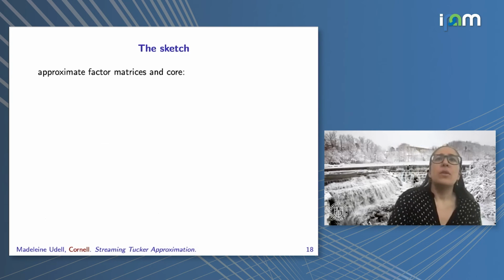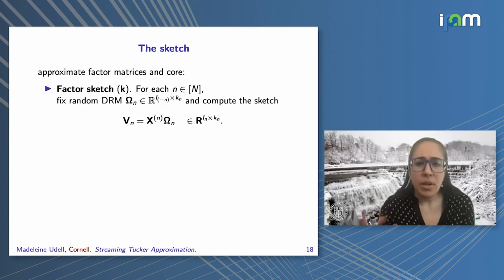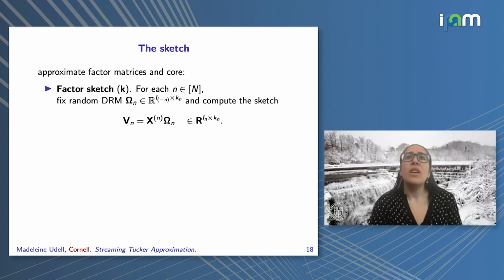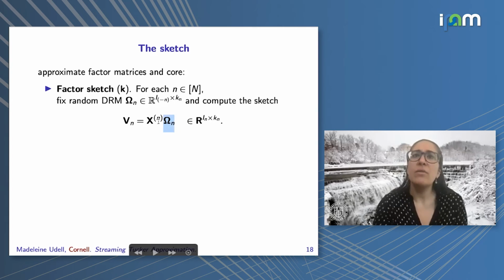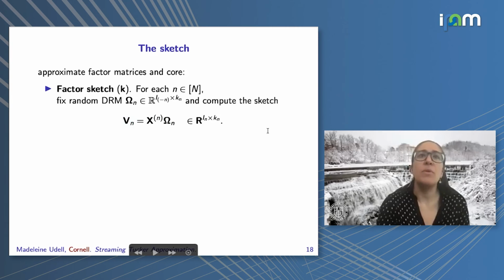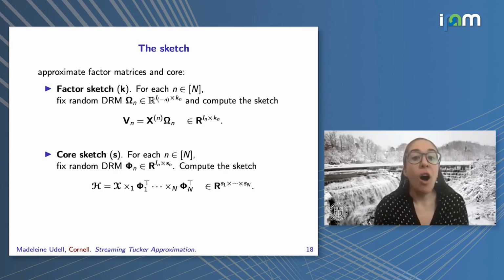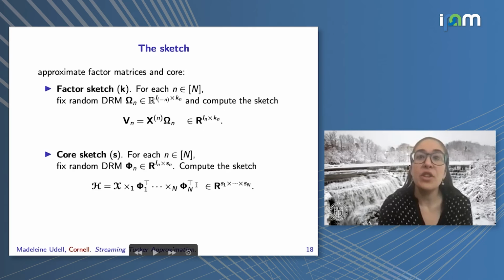Okay. So here's the sketch that we're going to make in order to compute a Tucker approximation. The factor sketch looks like this: I compute a different random matrix omega for each mode, and I contract my tensor with that random matrix along that mode to produce this sketch Vn along each mode. I'm also going to sketch the core. To do that, I pick a random matrix for each mode and contract my tensor with each of those random matrices at the same time. Each of these results is a little matrix, and this thing is a little tensor.